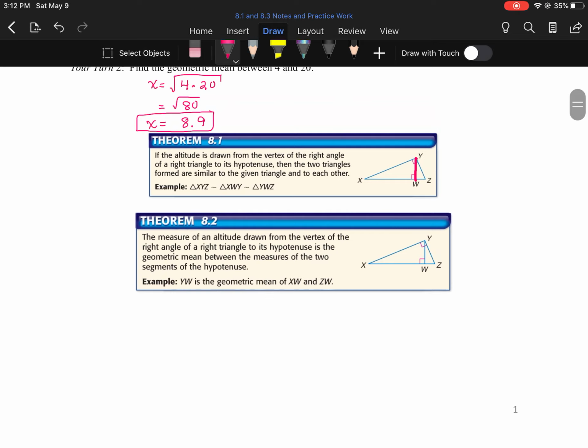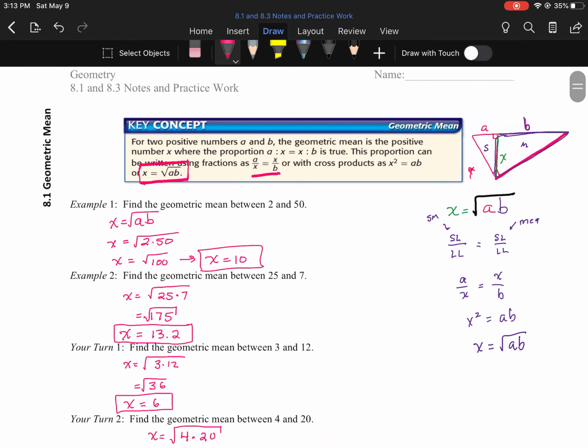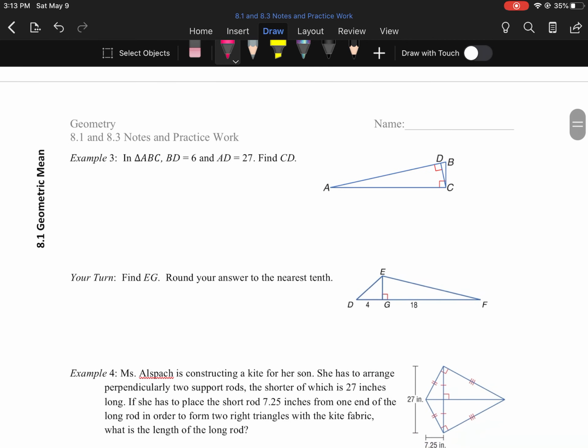And theorem 8.2 says the measure of an altitude drawn from the vertex of the right angle to its hypotenuse, so again from Y to W, is the geometric mean between the measures of the two segments of the hypotenuse. So again, just going back to what I stated up here in that first little example I gave you. All right, so let's move on to the next problem.